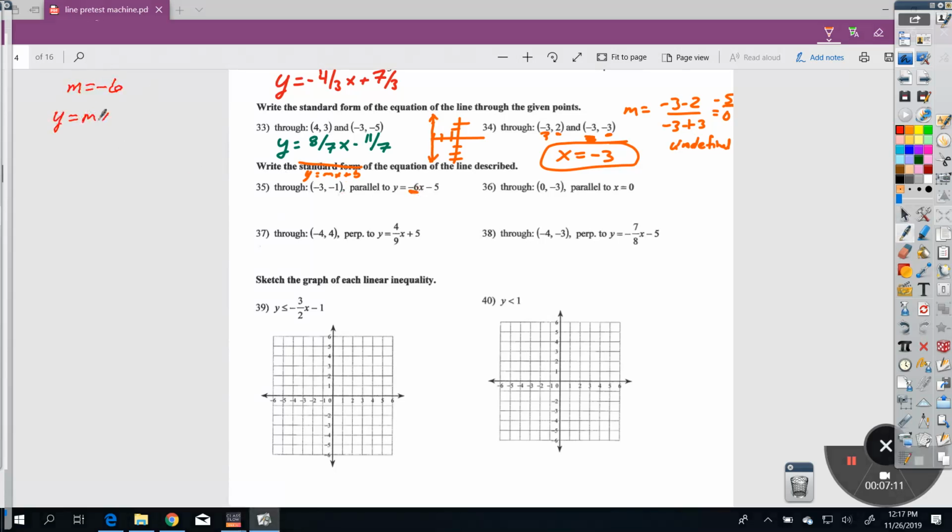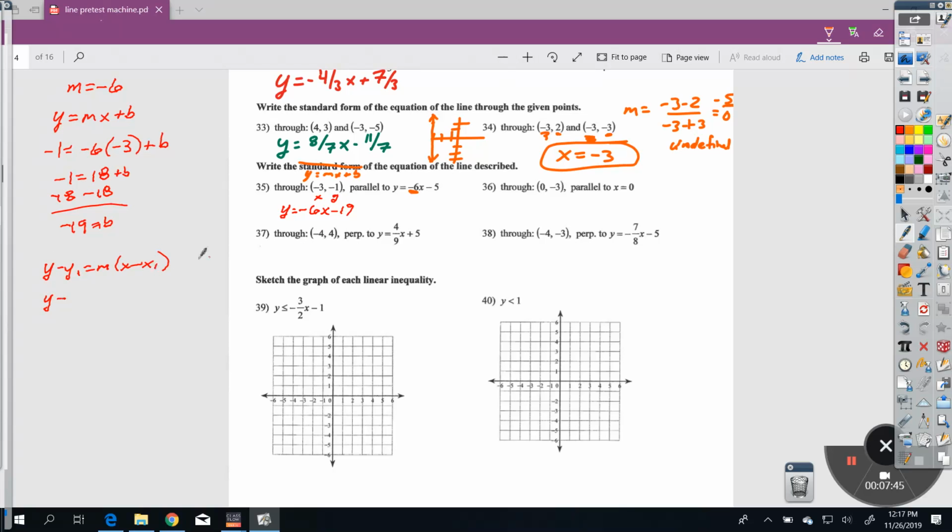So y equals mx plus b. I plug in this x and this y. So negative 1 equals negative 6 times negative 3 plus b. So negative 1 equals 18 plus b, minus the 18 over, negative 19 equals b. So I get that y equals negative 6x minus 19. And that's my answer. If I were to use the other equation, y minus y1 equals m(x minus x1).